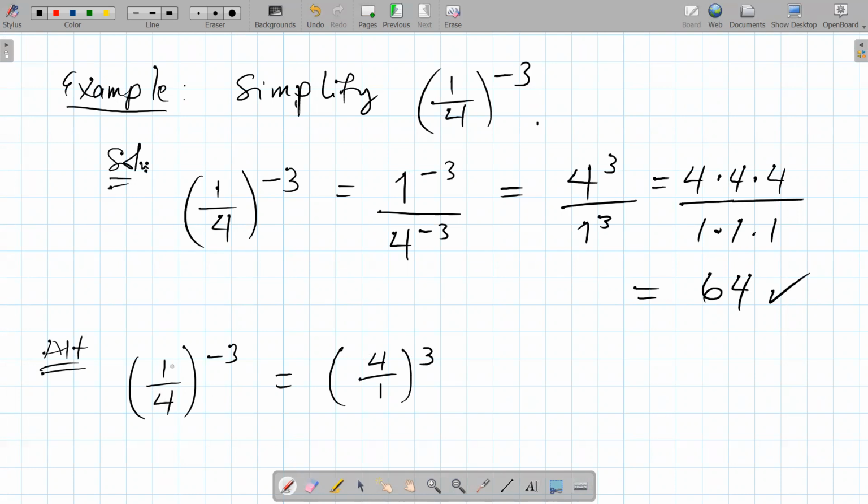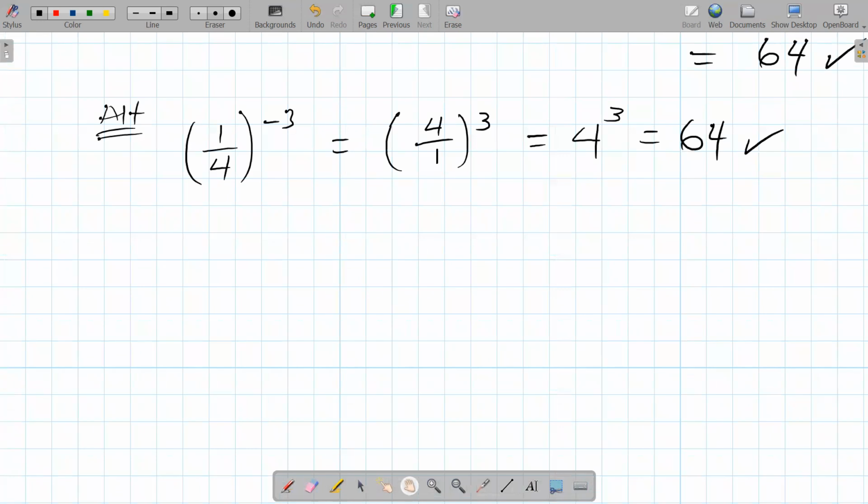Once I swap the numerator and the denominator, the outside power becomes what? Positive. And 4 divided by 1 is 4. And I raise it to 3, it gives me what? 64. So whichever way you want to do it, you're still going to get it right. This is what negative exponent is all about.